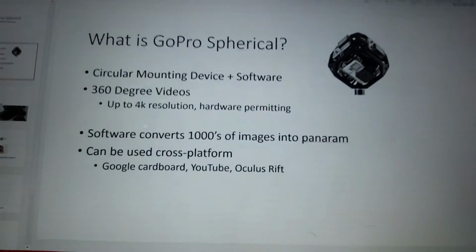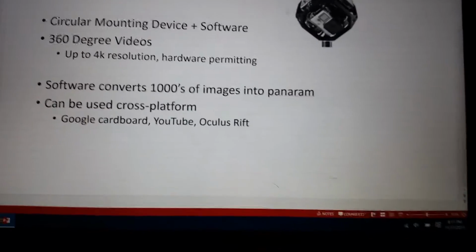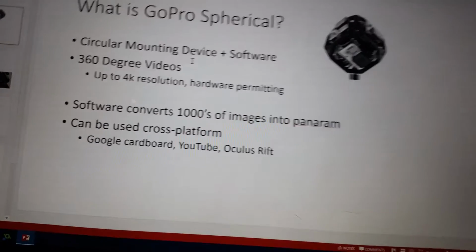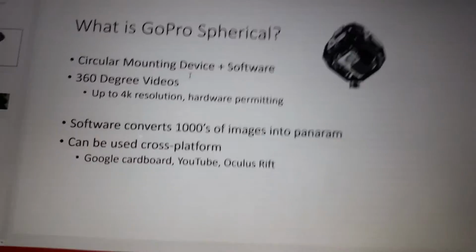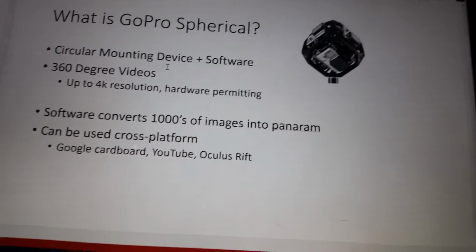Awesome. All right, so what exactly is the GoPro? It's kind of a circular mounting device. It's kind of a unison of devices. This is just one of them right now. And the device is essentially just like 8 or 12 of these little cameras put in a circular mounting device. And that device uses software that is utilized by a company that I will introduce you guys to in just a little bit.